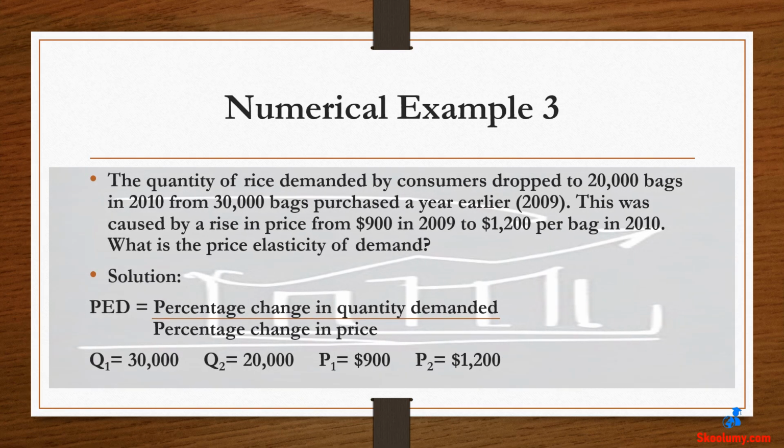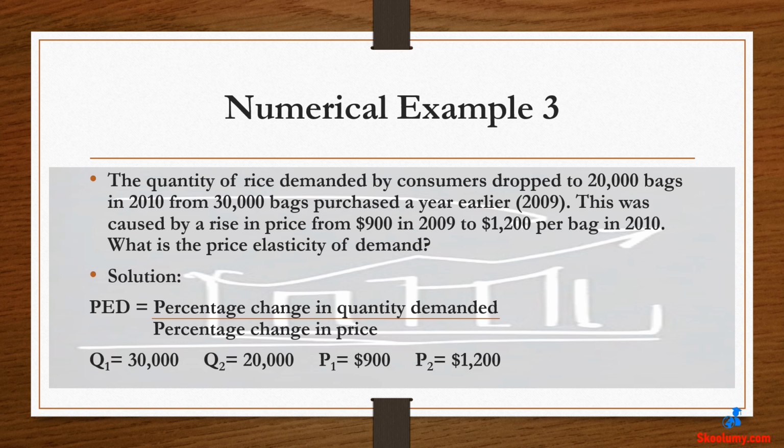Example 3. The quantity of rice demanded by consumers dropped to 20,000 bags in 2010 from 30,000 bags purchased a year earlier, 2009. This was caused by a rise in price from $900 in 2009 to $1,200 per bag in 2010. What is the price elasticity of demand?